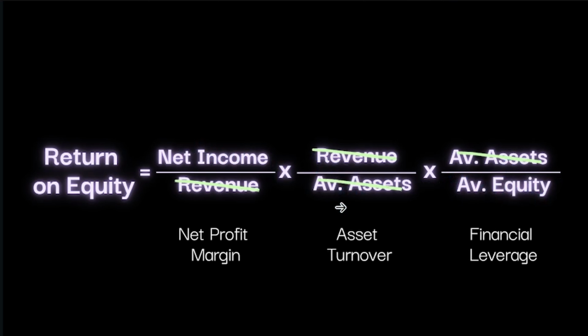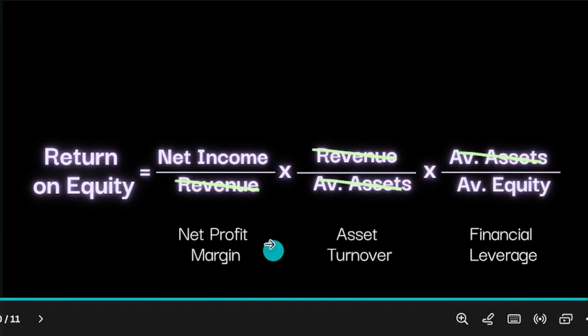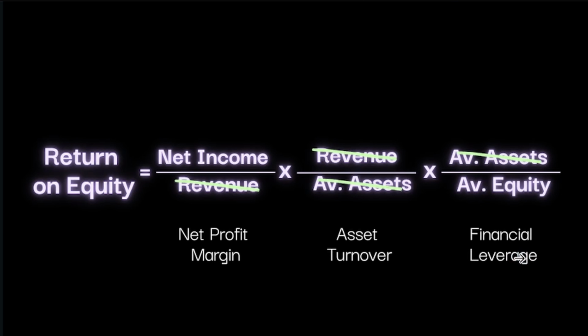The reason why we want to do the extra step here is because it gives us these 3 ratios, which are helpful for us to further analyze the profitability of a company and compare between similar companies. Let's look at what each of these are. Net profit margin is calculated by dividing net income over revenue. Asset turnover is calculated by dividing revenue over average assets, and financial leverage is dividing average assets by average equity.